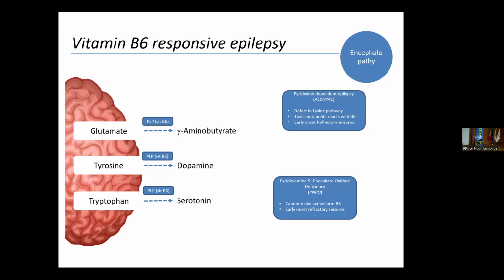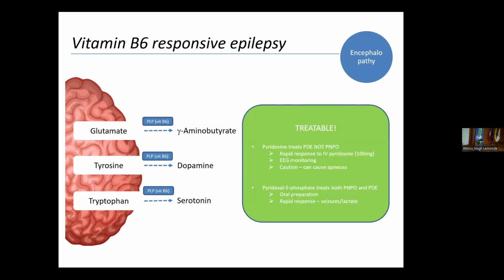Another condition that affects the B6 pathway is called PNPO deficiency. This is a condition where the body can absorb pyridoxine, or B6, and get it to the brain, but it can't make the active form of it. And again, this will present similarly to PDE with early onset seizures, but often has some more systemic features as well. These children often have a persistently high lactate. They often have IUGR, they're born premature, and they can have bone marrow and liver involvement too.